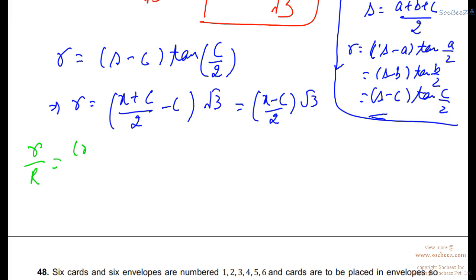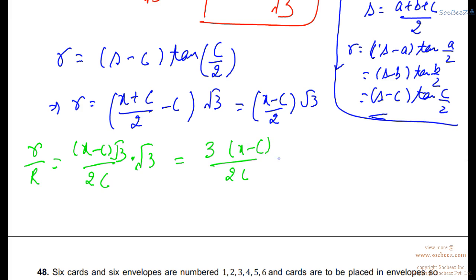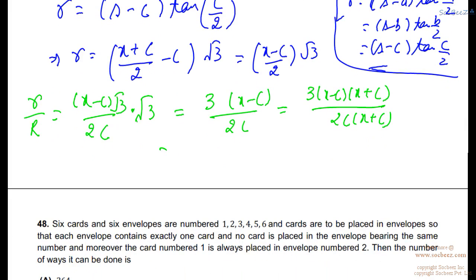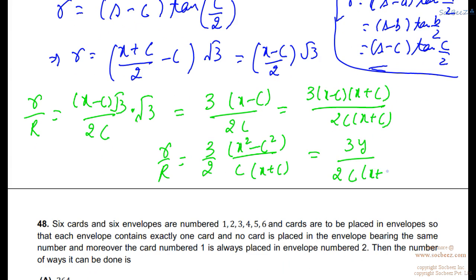So from here, small r upon capital R becomes x minus C into root 3 upon 2c, into root 3 in fact. So this becomes 3 into x minus c upon 2c. We simplify it, this becomes 3 into x minus c into x plus c upon 2c into x plus c. We have just multiplied and divided the expression by x plus c. So this comes out to be small r upon capital R as 3 upon 2 into x square minus c square upon c into x plus c, which is nothing but 3y upon 2c into x plus c.